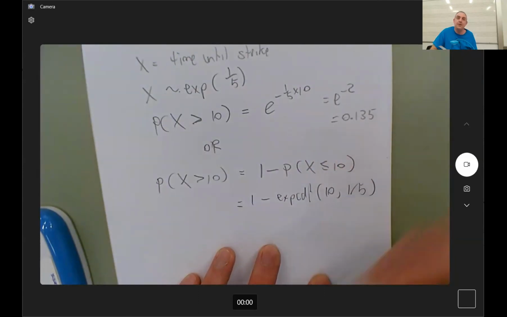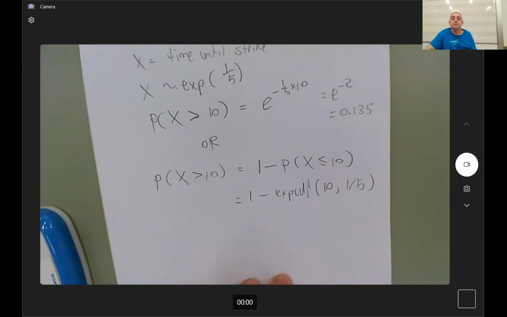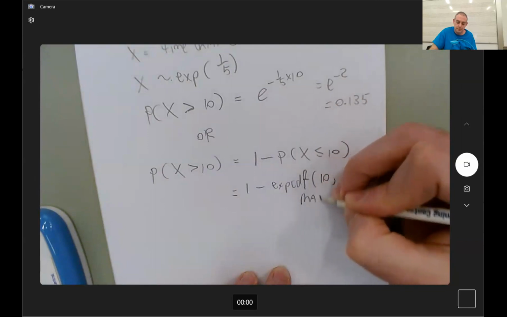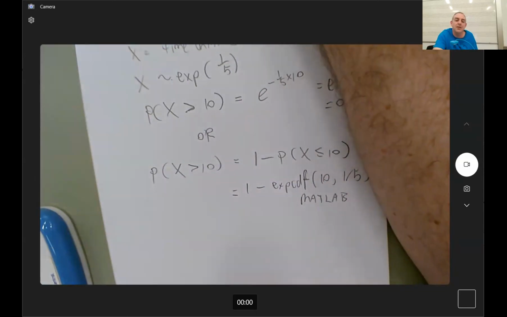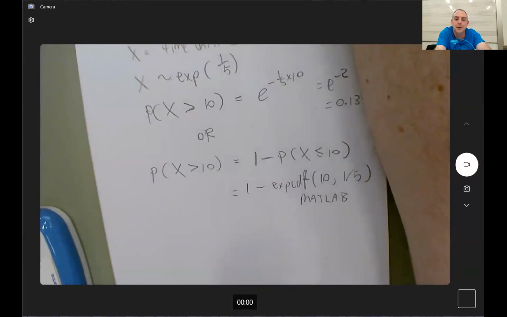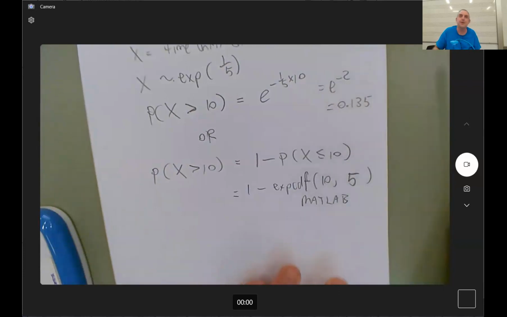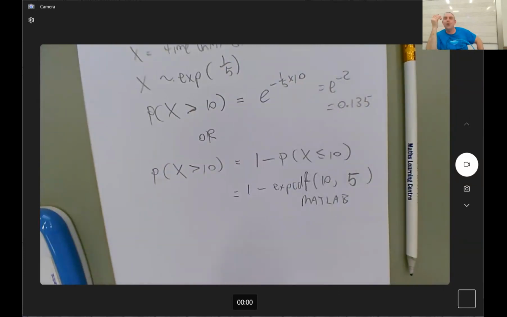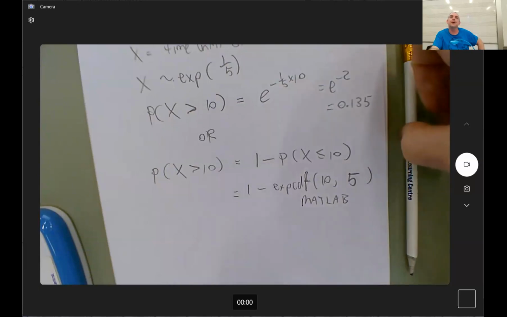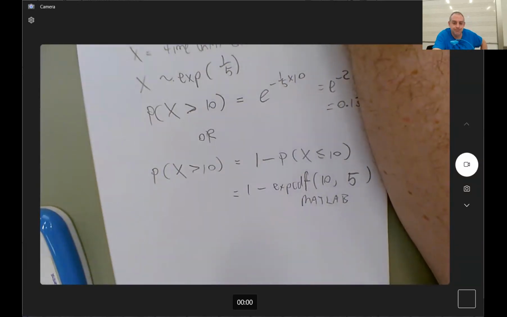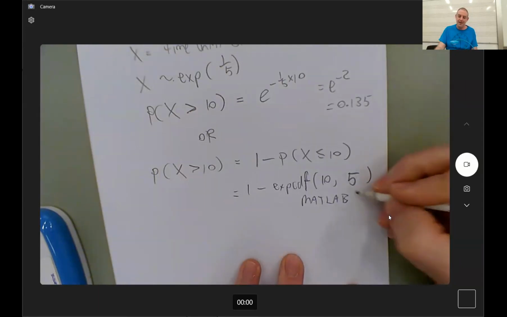10, 1/5. Let me just check if that's the correct code. MATLAB uses 1 over lambda because reasons. Okay. Good to know. All right. So just be careful in MATLAB.